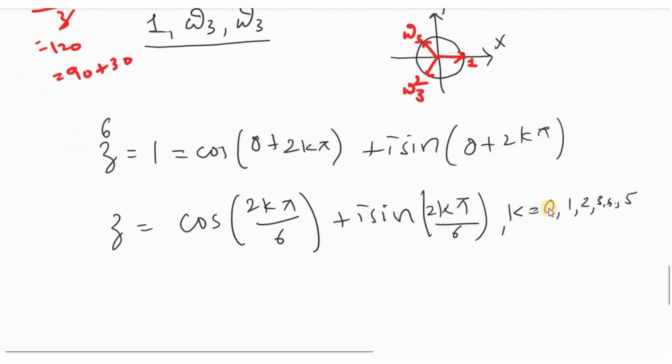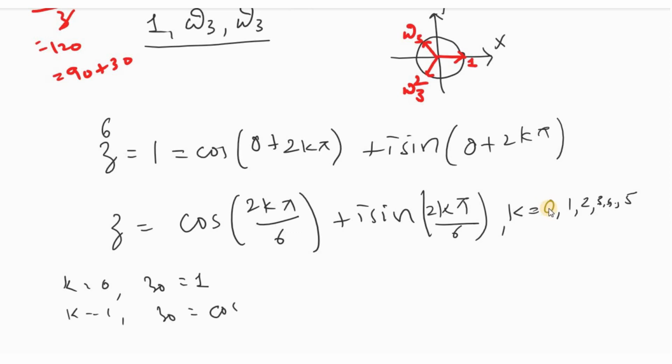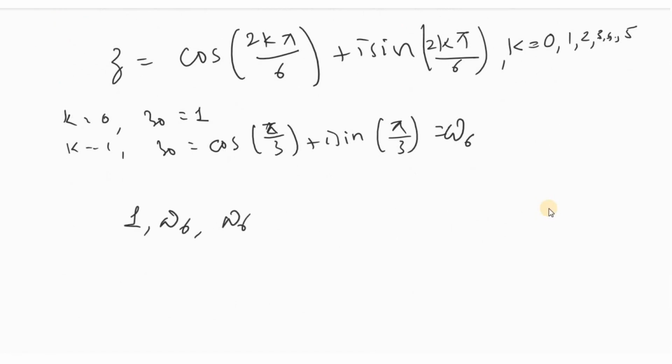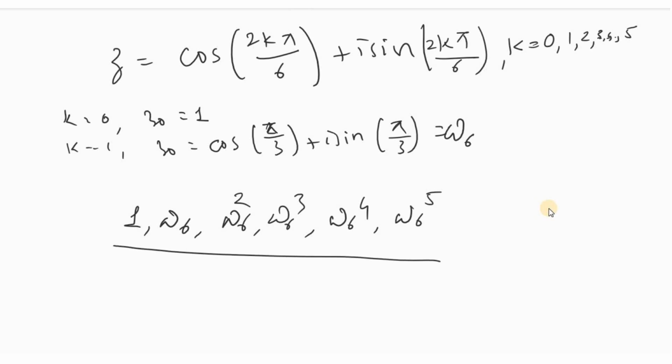So now if k equal to 0, it will give you 1, because cos 0 plus i sine 0. K is equal to 1 you will have, then z1 is cos pi by 3 plus i sine pi by 3. If I denote it, this is omega 6. Then the other roots you will have are 1, omega 6 square, omega 6 cube, omega 6 raised to 4, omega 6 power 5. So these are the sixth roots of unity.